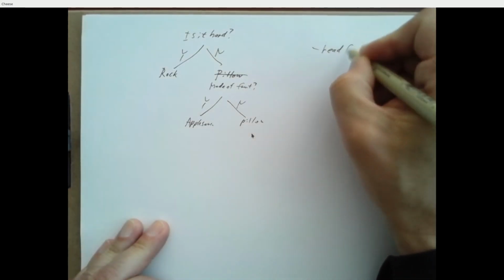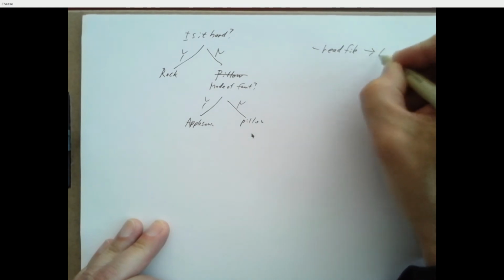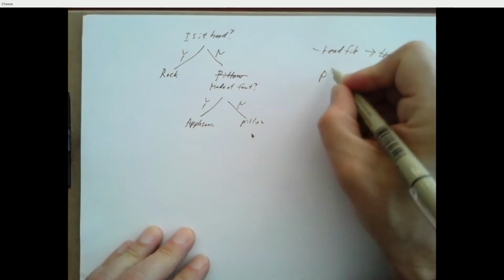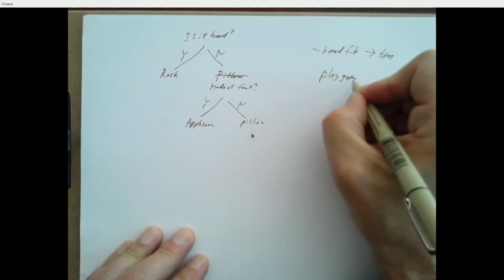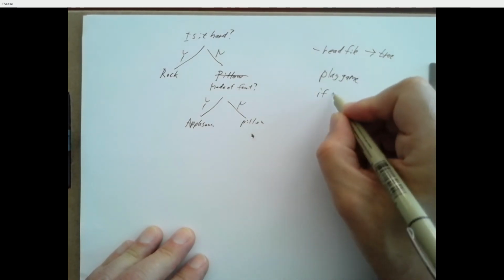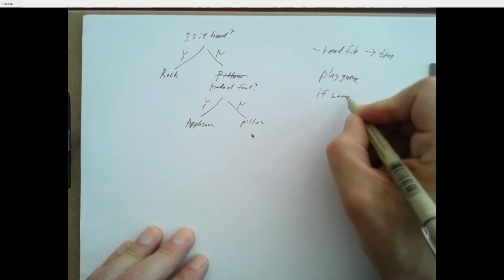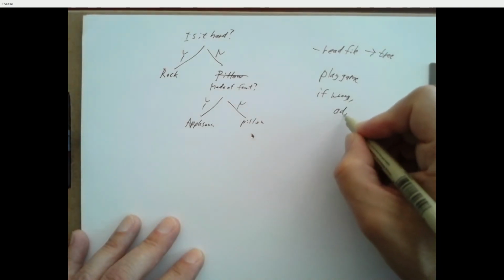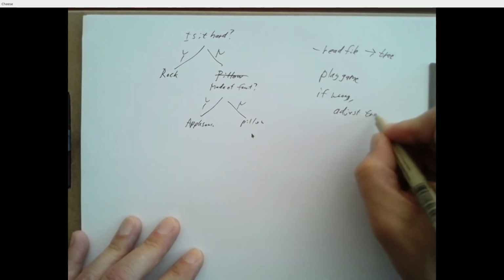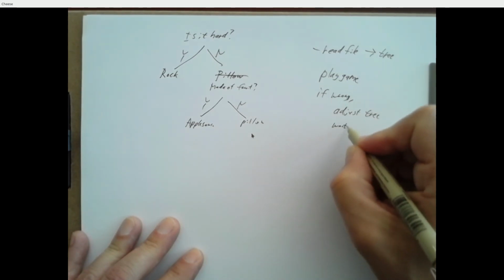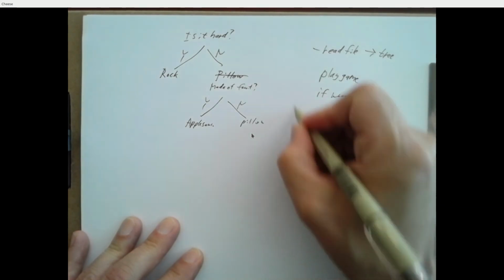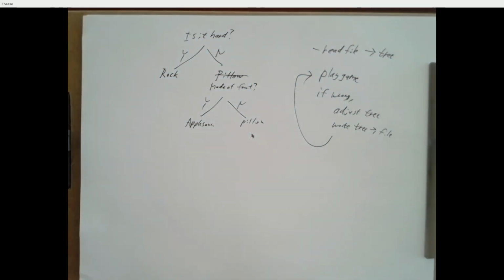We read the file and use it to build a tree, and then we play the game. If we make our final guess, which is wrong, adjust the tree, and then write the tree into the file. And then go back up here. That's your whole PA4 in a nutshell.